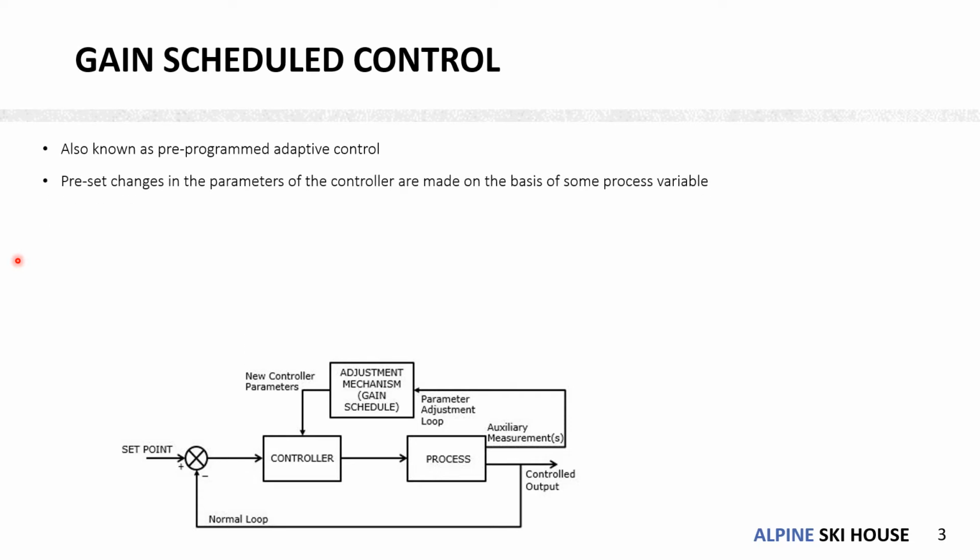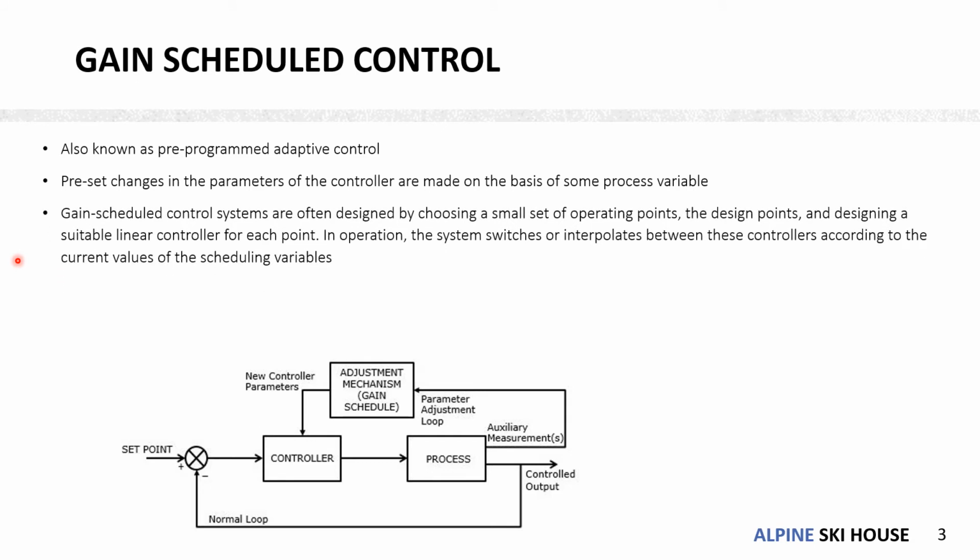This is because in this method there are preset changes in the parameters of the control based on the monitoring variable. That is, some of the variables are constantly monitored, and depending on the values of these variables, the parameters of the control are changed, and this change is already programmed or preset.